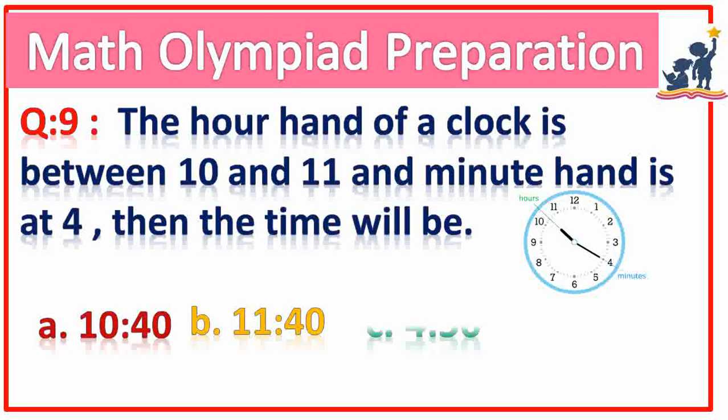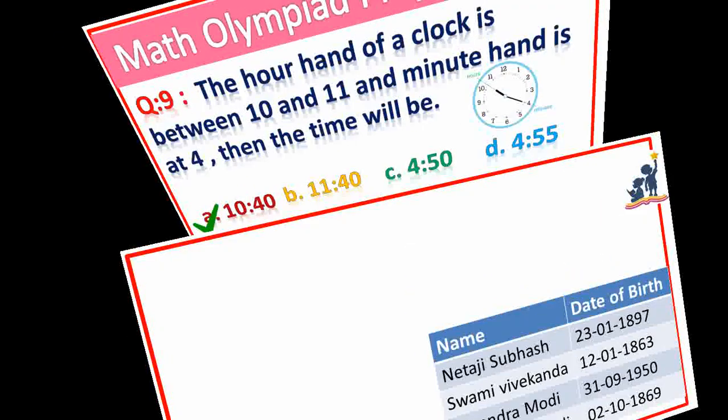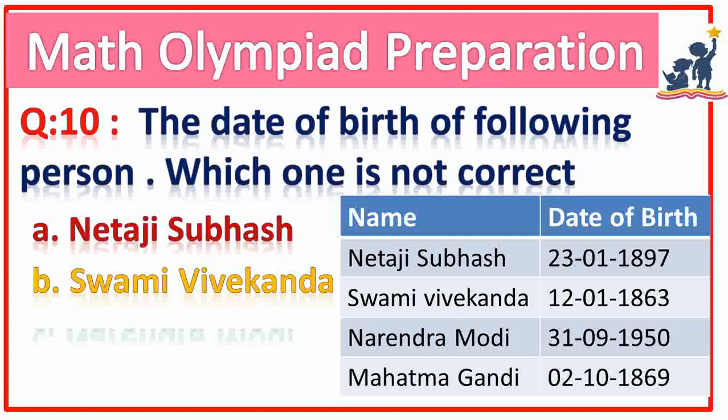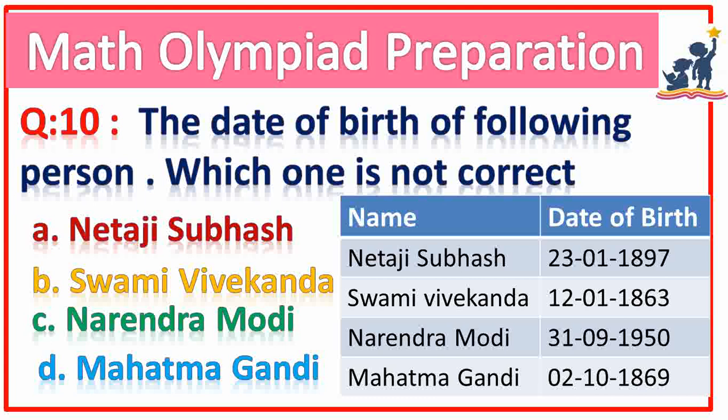Question number 9. The hour hand of a clock is between 10 and 11 and the minute hand is at 4. Then the time will be 10:20. Yes, good. Question number 10. The date of birth of the following person, which one is not correct? Narendra Modi, 31 September 1950. Yes, September does not have 31 days. It has 30 days. So, answer C is correct.